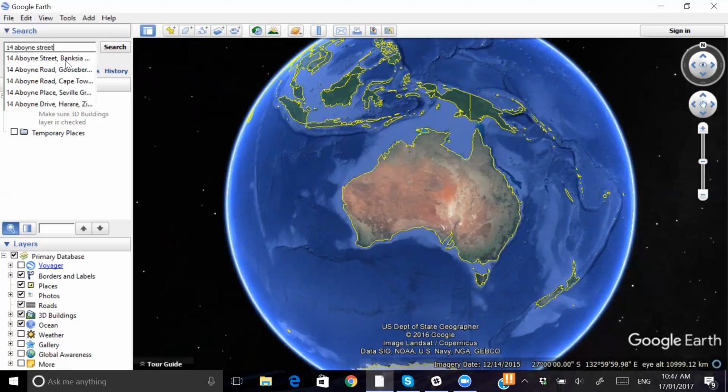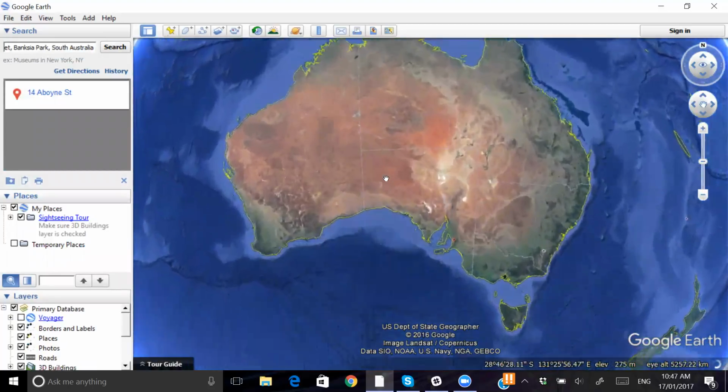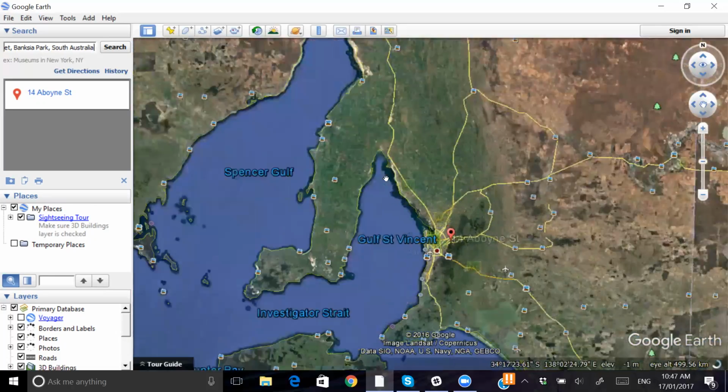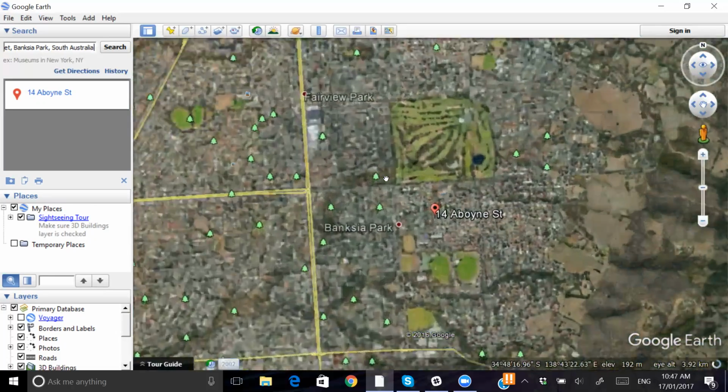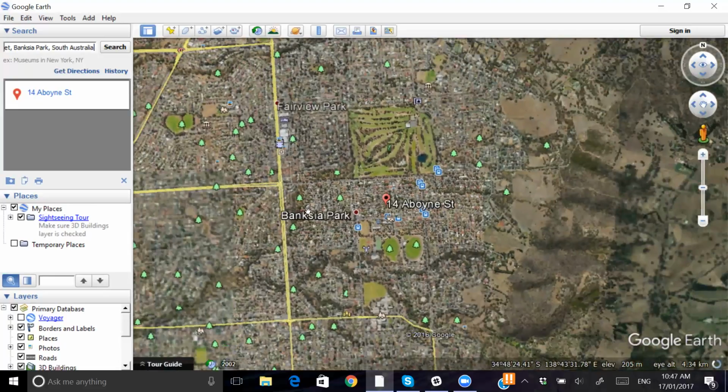So I've just picked an address here, not where I live, just as our sample one. Let's assume that I live in this house up in Banksia Park. I know this area pretty well, so I'm just going to scroll out. For some reason my internet's not working very well, but it doesn't matter.